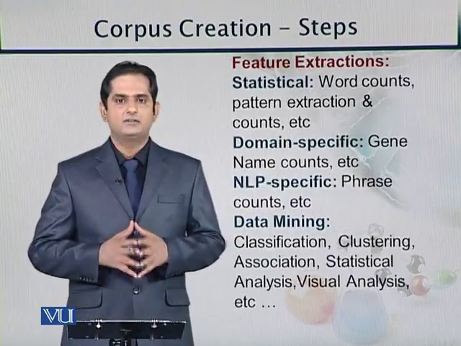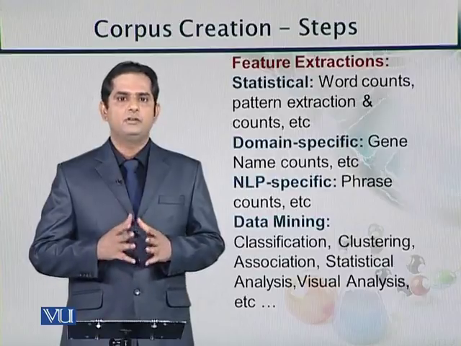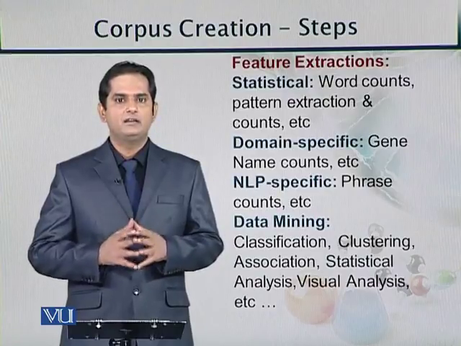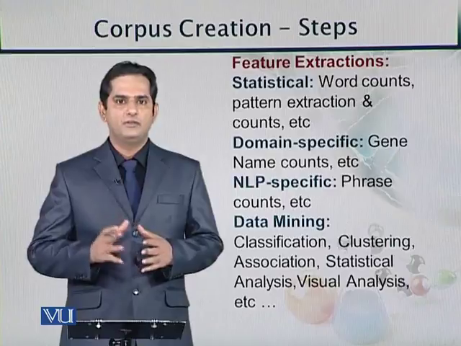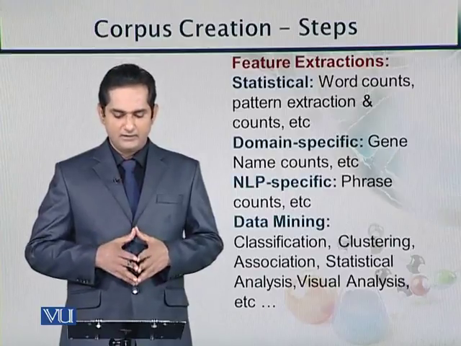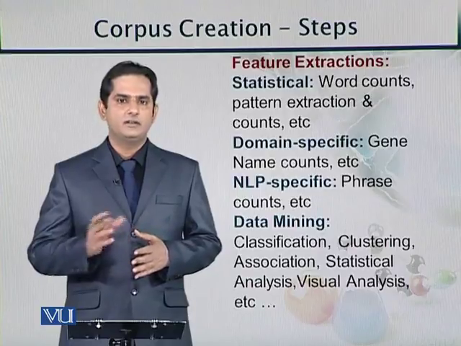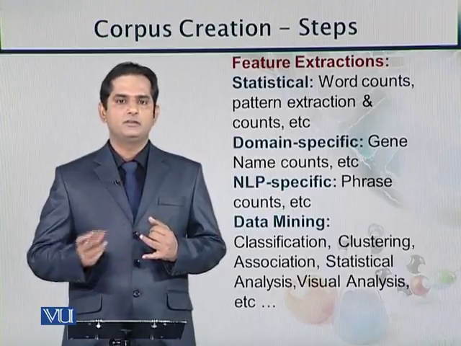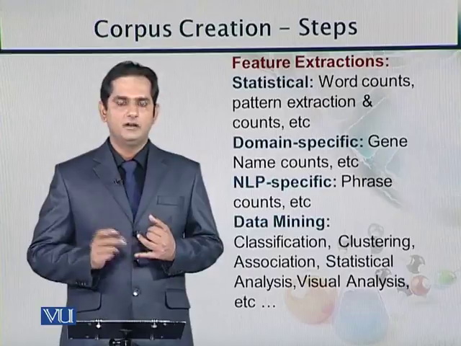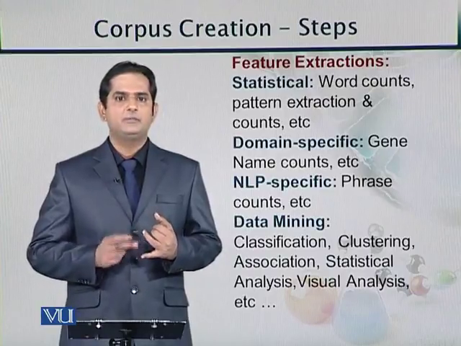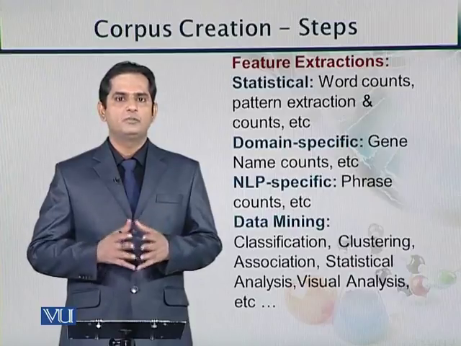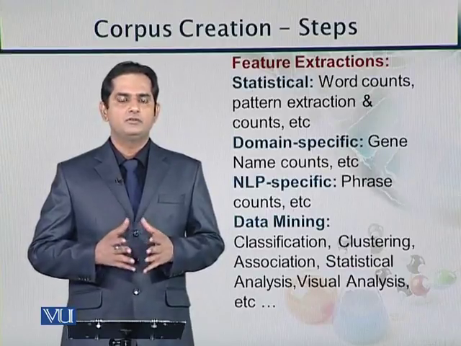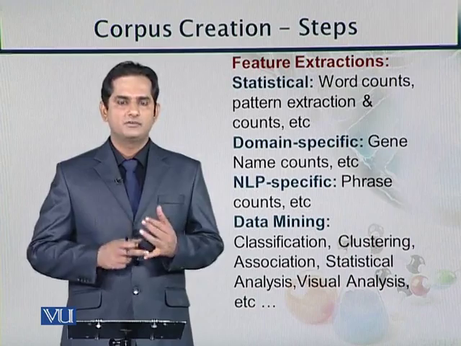And finally, we have feature extraction. This feature extraction can be done at 4 different levels. Number 1 is the statistical level. Statistical level is a level where we have some numerical values, such as frequency counts of different words or tokens. Then we have pattern extraction and counts: how many patterns are there and what is their count in a given data. Then the second level can be domain specific. For example, for the biological domain we have gene names, DNA names, protein names and so on. Then that can be NLP specific. NLP specific means that we put labels such as noun, pronoun, verb, adjective, etc. And then data mining. For data mining we use different terms such as classification, clustering, regression and so on.